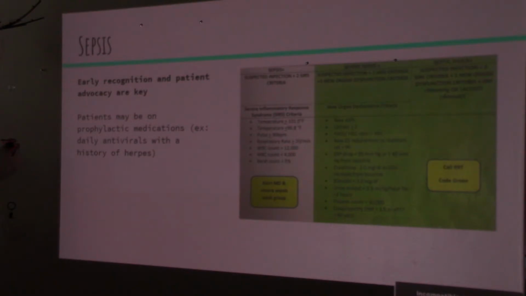And then this is our septic protocol. I think we're all pretty familiar with this. Early recognition and patient advocacy are really key here. With patients who are getting chemotherapy and are immunosuppressed, you might see that they're on prophylactic medications to prevent infections, such as antivirals or, you've seen Bactrim. So just things to keep in mind.